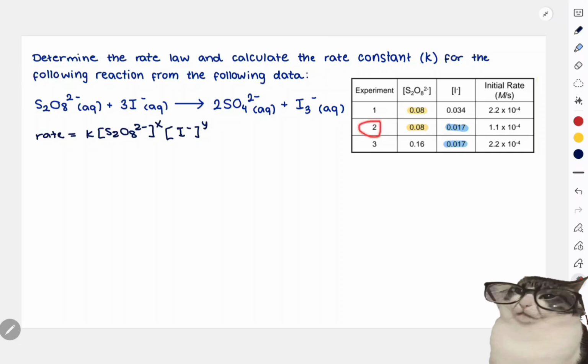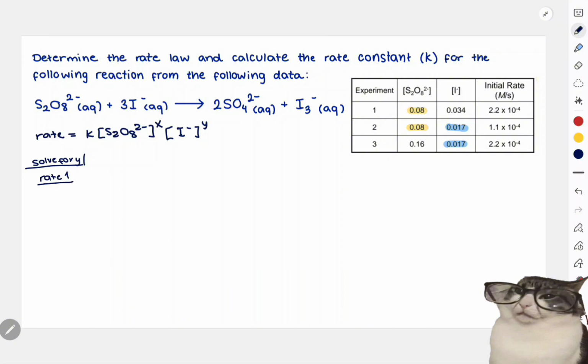If we use the data from experiments 2 and 3, where the concentration of iodide is the same, these terms will cancel out, leaving us with S2O8, and then we can go ahead and solve for x. So I'll first solve for y. The first step is to find which experiments we need to use. We need to solve for y, meaning that we need to cancel out S2O8. So the concentration of S2O8 has to be the same. So we need to use experiments 2 and 1.